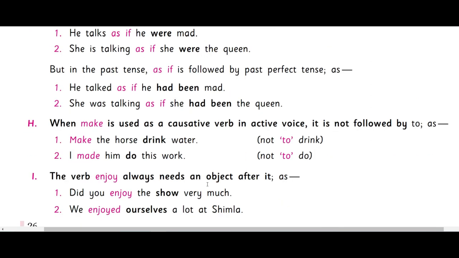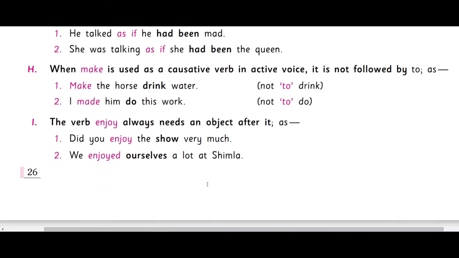When make is used as a causative verb in active voice, it is not followed by to. Make the horse drink water. We cannot say make the horse to drink water. That is wrong. Use make and then the plain verb. I made him do this work. I cannot say I made him to do this work. That is wrong.